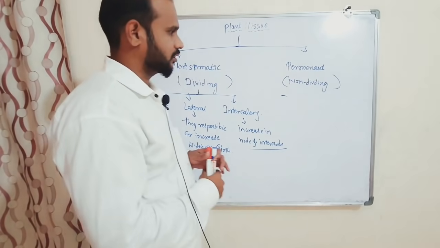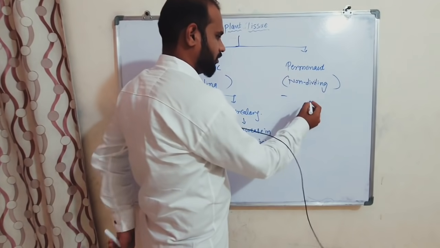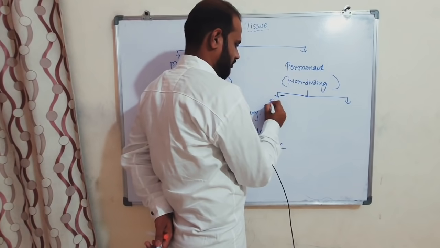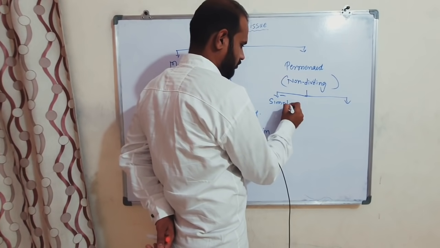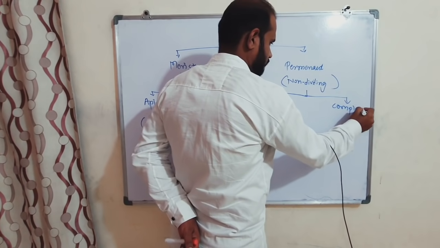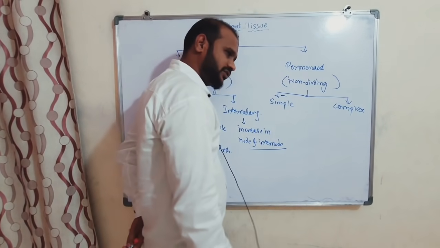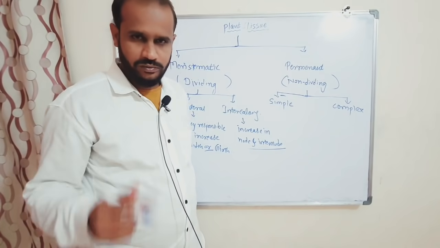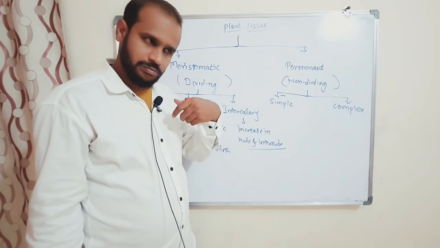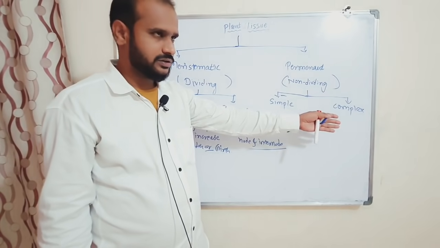Now let's talk about the permanent tissue. Permanent is again divided into two main types: simple and complex. Simple tissue means they have only one type of cell, that is called simple. Complex, they have many types of cells, that's why we call it complex.